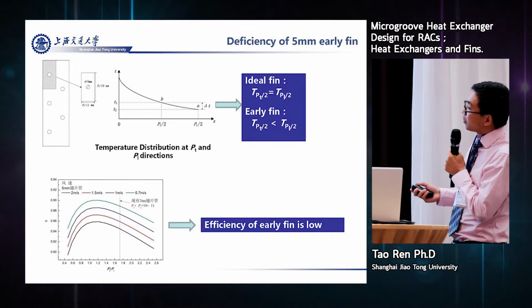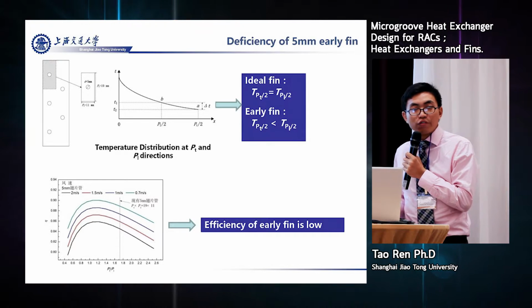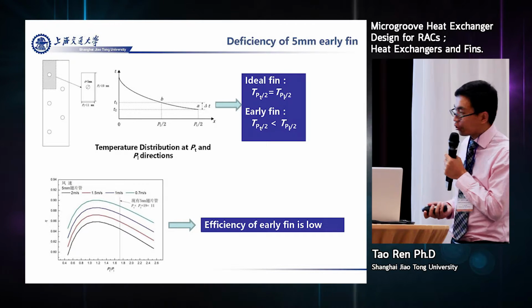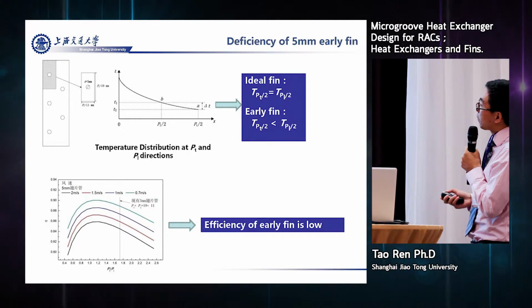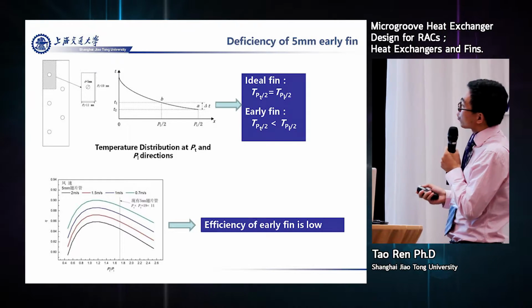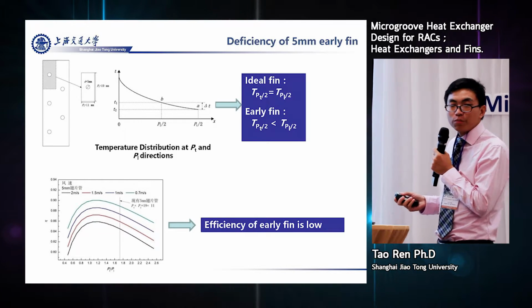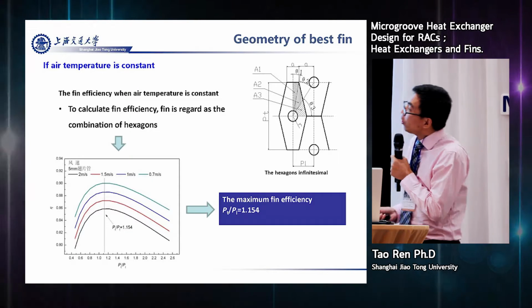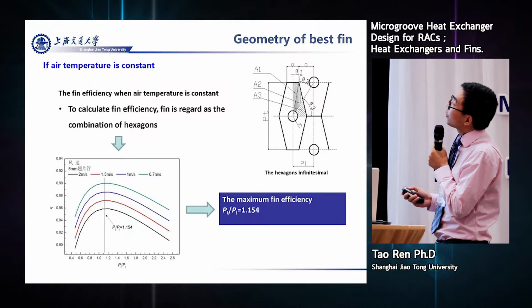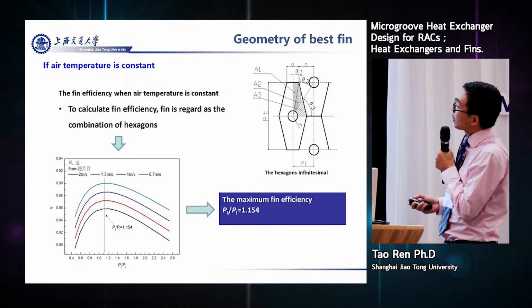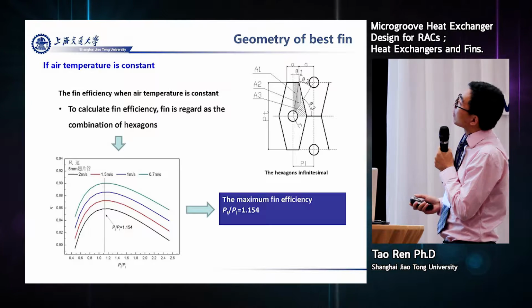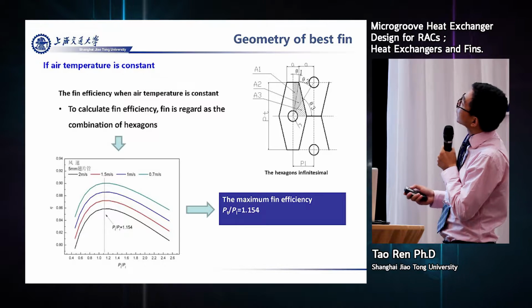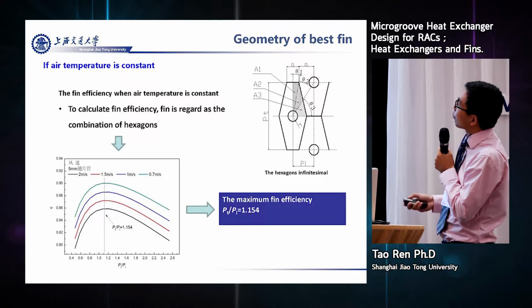So we found that for our traditional use, not the Japanese use case, the fin efficiency is lower, so we need to modify that. Our ideal is that PT divided by PL is 1.145. In this case, we can find that the fin efficiency is the highest, and we calculated this theoretically.